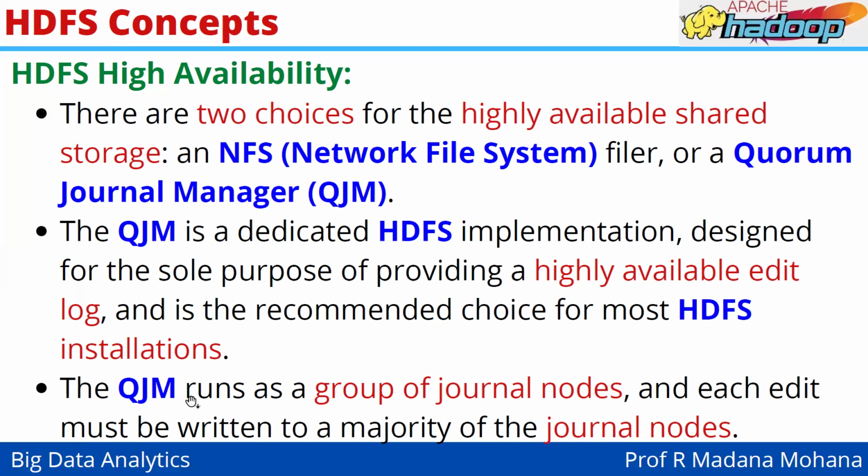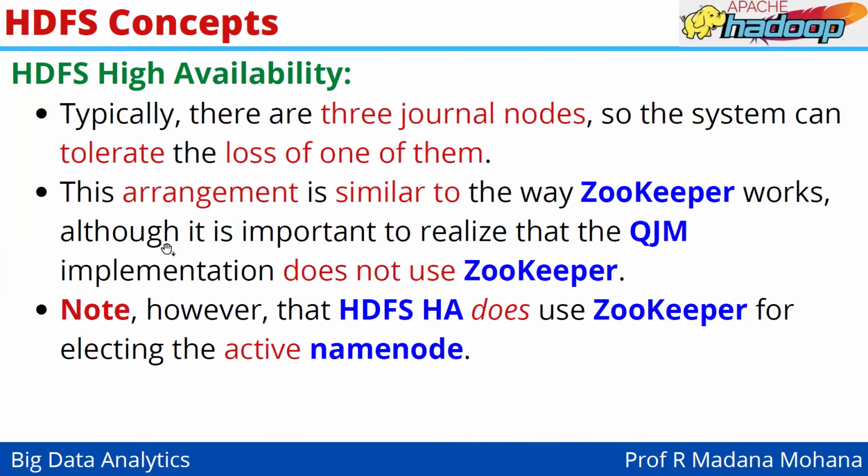The Quorum Journal Manager runs as a group of journal nodes, and each edit must be written to a majority of the journal nodes. We have seen the communication among all these in the diagram. Typically, there are three journal nodes, so the system can tolerate the loss of one of them. This arrangement is similar to the way Zookeeper, one of the Hadoop ecosystem frameworks, works. Although it is important to realize that the Quorum Journal Manager implementation does not use Zookeeper.